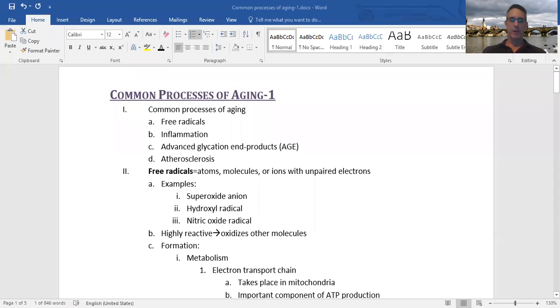So just to start, I wanted to remind you that we did the first part of common processes of aging last week, where we talked about free radicals, inflammation, advanced glycation end products, and atherosclerosis. This week, we're going to add to that and talk about endothelial dysfunction, mitochondrial dysfunction, and cigarette smoking.